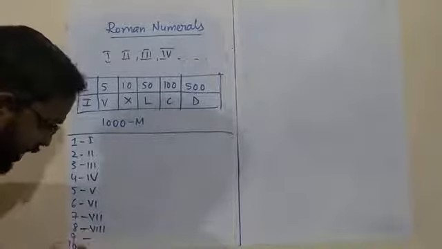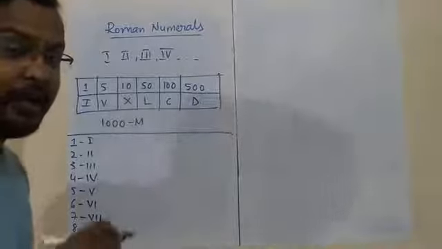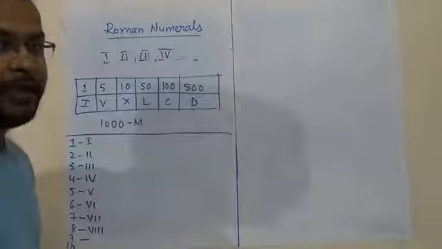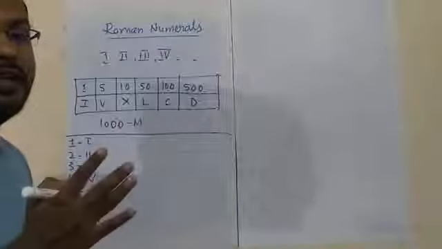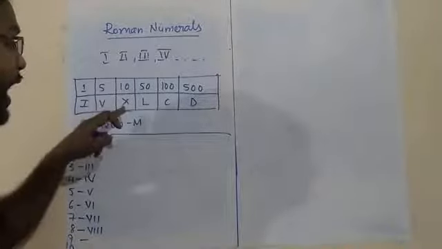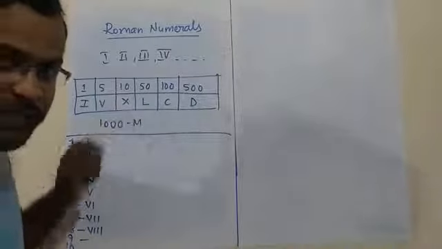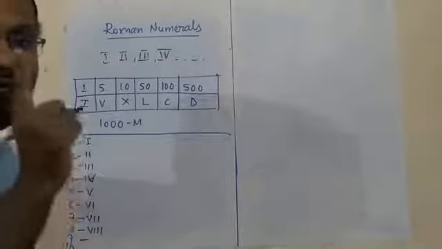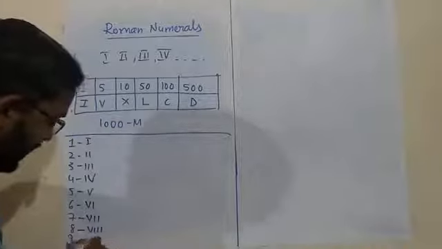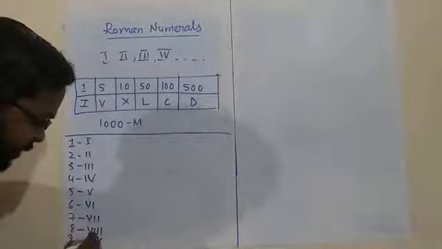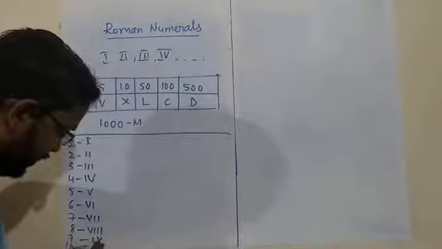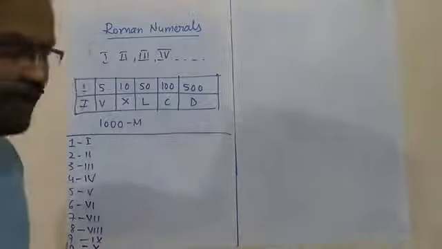Now for 9, can I write VIIII? Can I write I 4 times? No. As I told you before, I cannot use any letter continuously 4 times. Then what should I do? You have 10. From this 10 we have to take out 1, then it is going to become 9. So X is 10, and from there I am taking out 1. So IX will become 9. Next for 10 we have to use letter X.